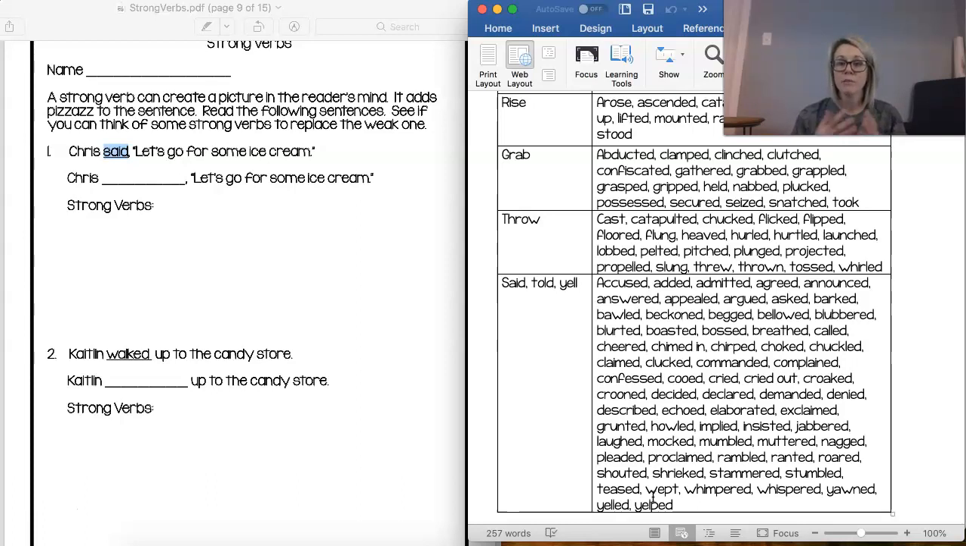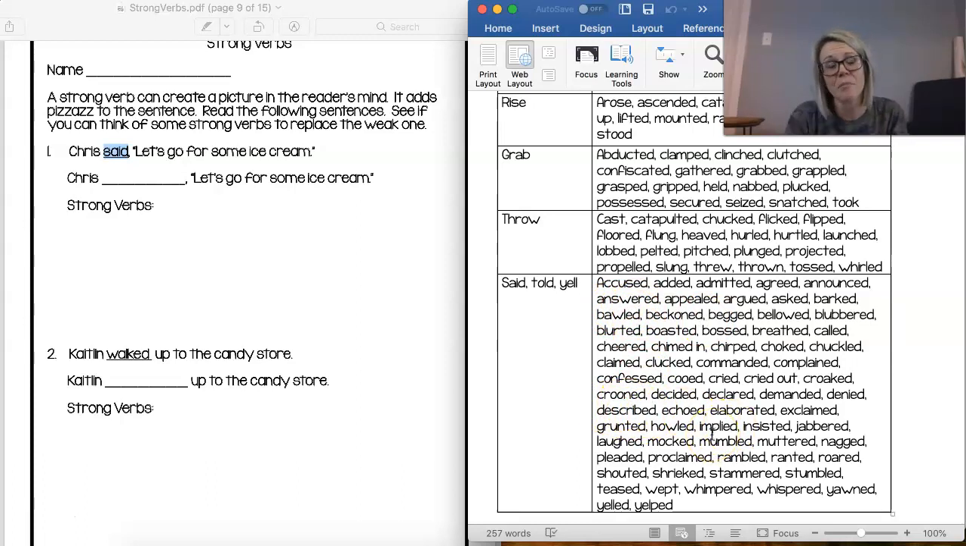So when I think about ice cream, me personally, I love ice cream, chocolate chip cookie dough. What's your favorite? So I'm thinking chocolate chip cookie dough. I've been stuck in the house for 2 days. I should send my husband out to go get some. It's like an excited emotion for me. So when I'm choosing a strong verb for the word said, I'm not going to choose something like argued or answered or described when I look at these verbs, or mumbled.